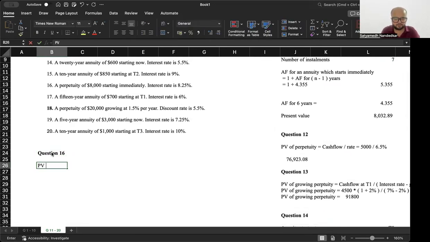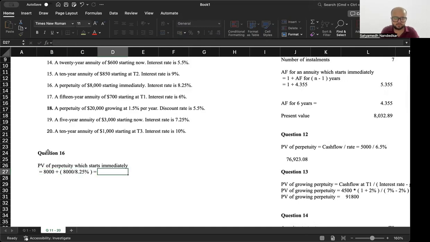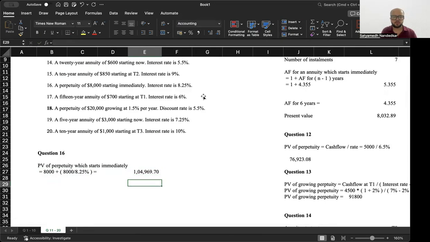Question 16. PV of a perpetuity which starts immediately is cash flow plus cash flow upon rate, 8.25%. That gives 10496 9.70.